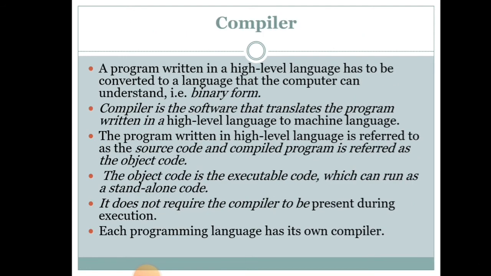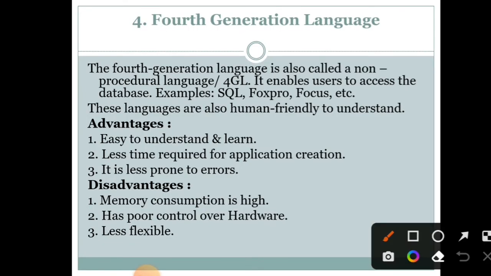But fourth generation languages are non-procedural languages. So there is no certain order or sequence. It enables users to access a database. Examples are SQL, FoxPro, Focus, etc. So these are the programming languages. These languages are also human friendly to understand. The advantages are: easy to understand and learn, less time required for application creation, and it is less prone to errors.